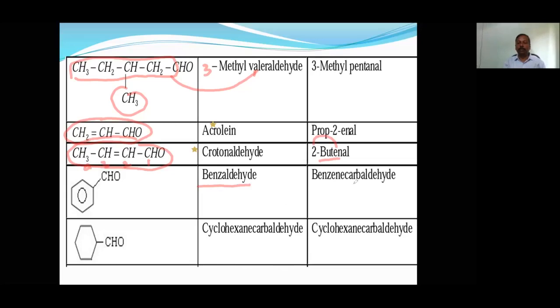Benzaldehyde is nowadays also used. But as per IUPAC, it is benzene carbaldehyde. What is the name? Benzene carbaldehyde. Next, cyclohexane carbaldehyde. Cyclohexane carbaldehyde. Both are the same in the common name and the IUPAC name. Wherever I am putting the star mark, that means either they were already asked in the examination or they are going to ask in your examination.